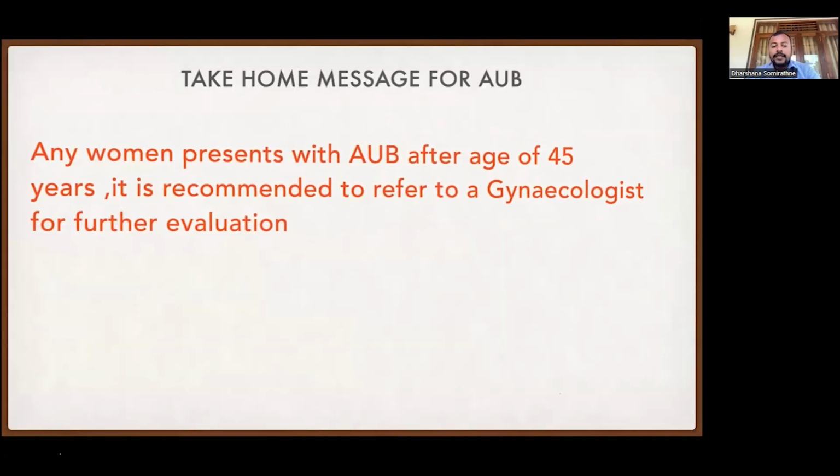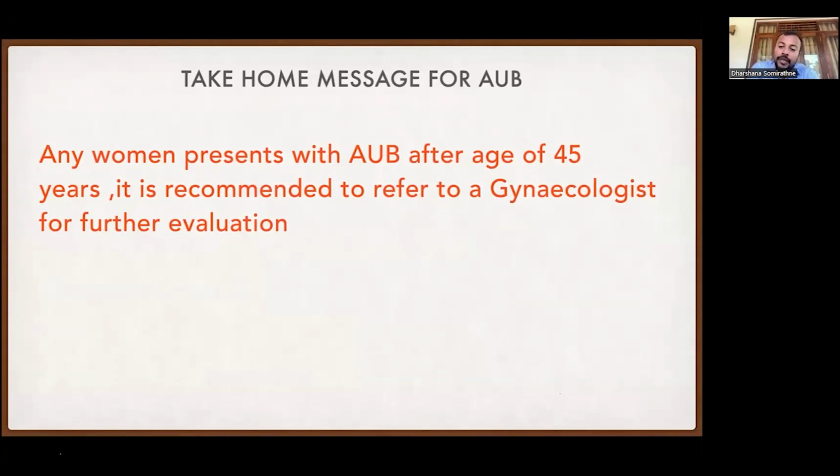The take-home message is about abnormal uterine bleeding. Any woman who comes with abnormal uterine bleeding after the age of 45, it is recommended to refer to the gynecologist for a basic evaluation, because a significant percentage of women can present with endometrial hyperplasia or worse scenarios, endometrial cancer. That's why we usually recommend you guys to refer.